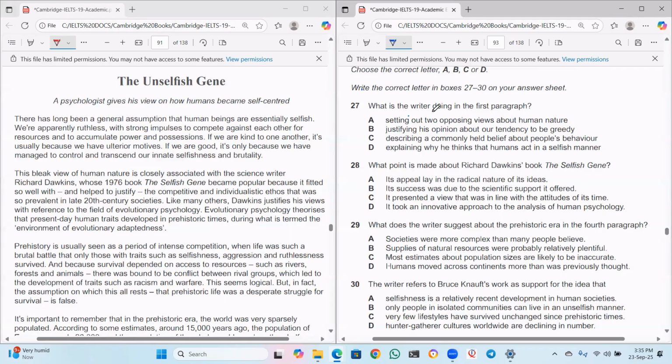So let me do this. What is the writer doing in the first paragraph? Now here he's talking about the first paragraph. So we'll just read the first paragraph and come back.